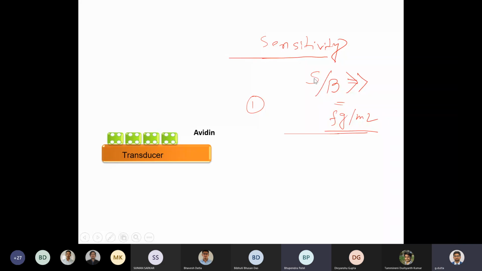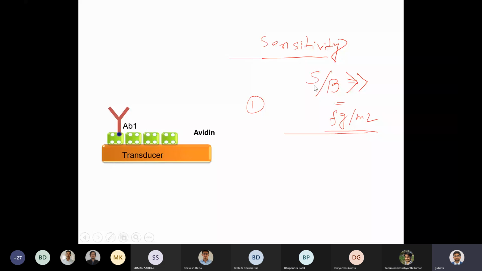By first increasing the release of the current. Basically the signal is what we are getting when there is a sample. So if you can increase the signal, then your S by B ratio will be very high, right? If your S is very high, then definitely you will get a high S by B, that is, the ratio will be very high. So that means this is highly sensitive.